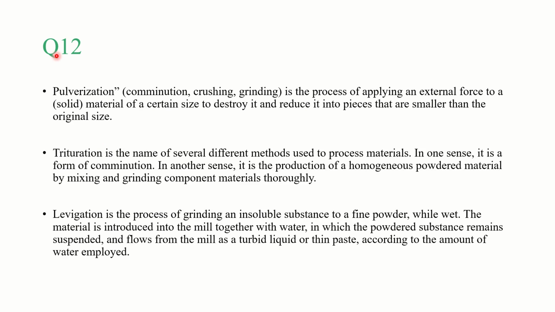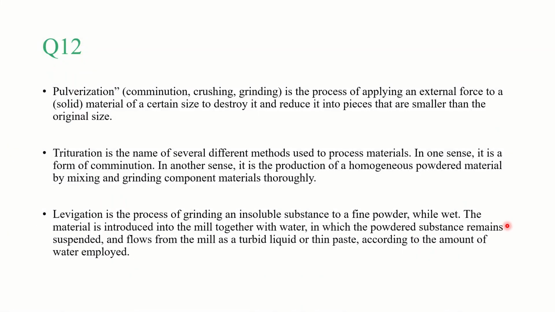Pulverization is the process of applying an external force to a material of a certain size to destroy it and reduce it into pieces smaller than the original size. Trituration is the name of several different methods to process materials. It is a form of comminution, which is nothing but breakage of particles, or reduction in size of the particles. It is the production of homogeneous powder material by mixing and grinding component materials thoroughly. And levitation is a process of grinding an insoluble substance to a fine powder while wet. The material is introduced into the mill together with water, in which the powdered substance remains suspended and flows from the mill as a turbid liquid or thin paste according to the amount of water employed.